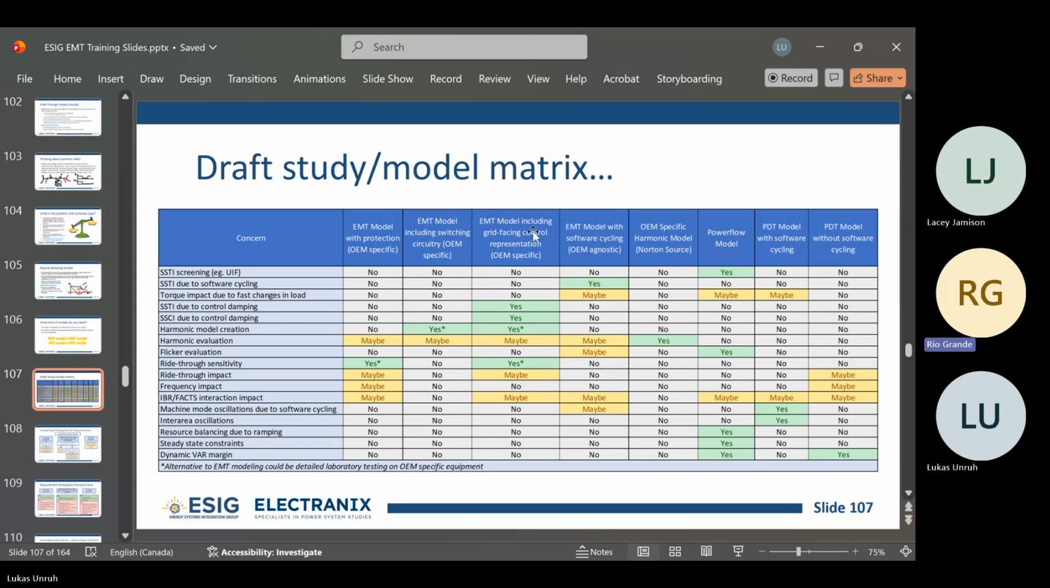The next two, SSTA and SSCI, due to control damping. If we want to study that, then we need those EMT models, which have the grid-facing control representation, which would be OEM specific.